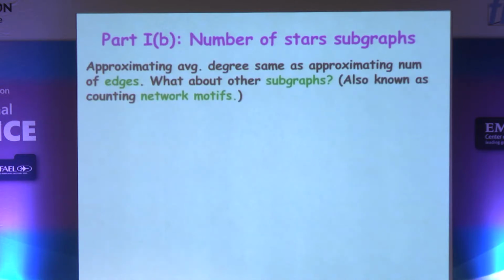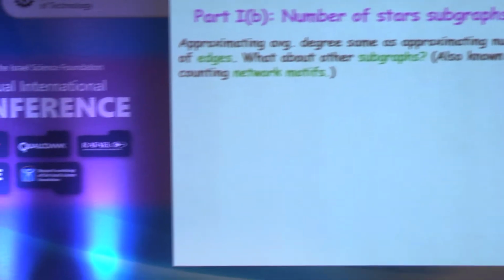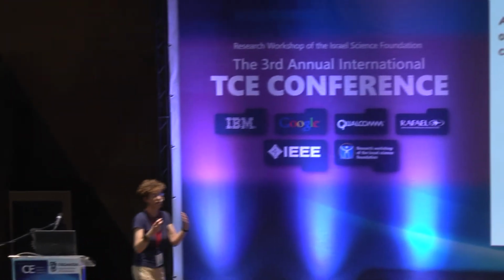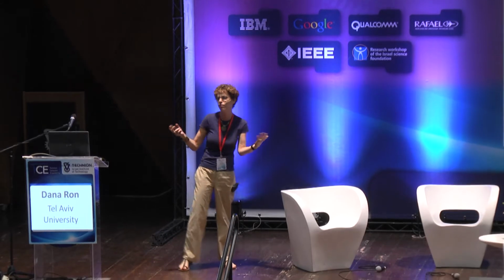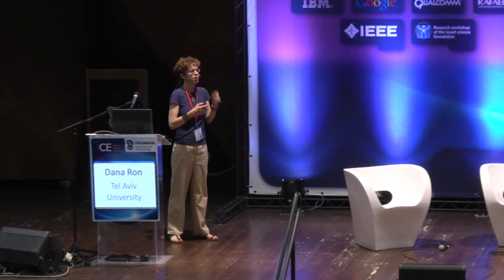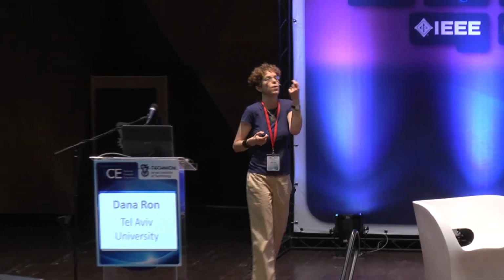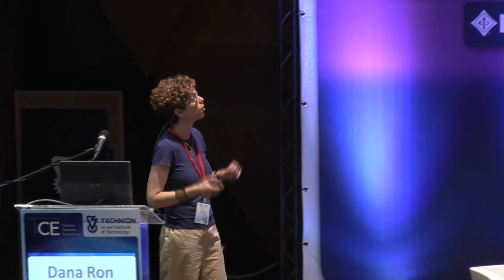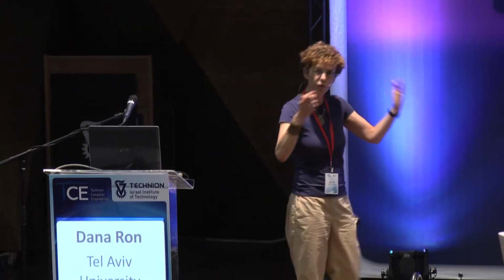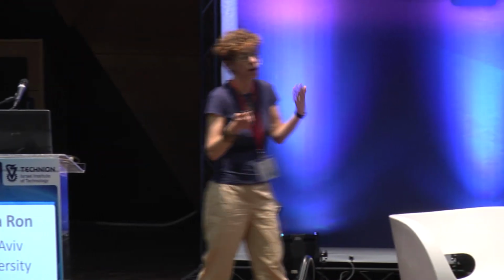Okay, so in this first part, I said there was a subpart, which I'll just discuss on a high level, so you see that this can be extended. If we talk about approximating the average degree, it's really approximating the number of edges. Edges are the most basic subgraph you can think of. So now, what about other subgraphs? What about slightly extending the notion of just estimating the number of edges? In general context, it's known as counting network motifs.